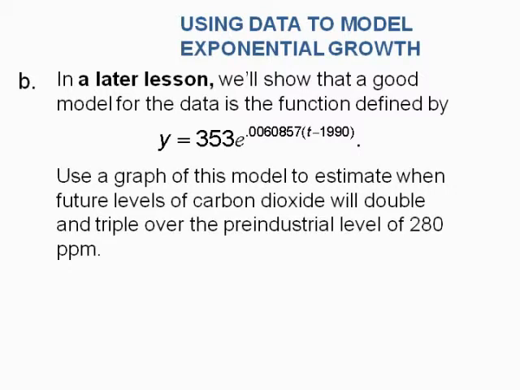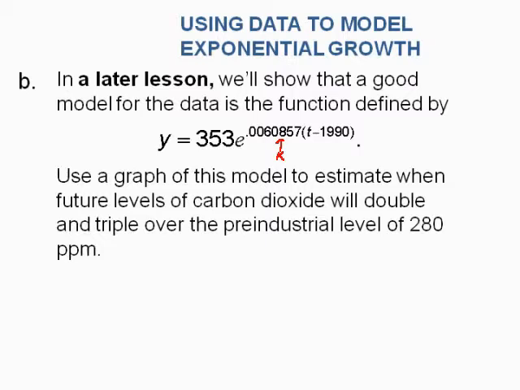In a later lesson, we're going to show that this is a good model for this data we've been looking at. It says to use the graph of this model to estimate future levels of carbon dioxide that will double and triple the pre-industrial level of 280 parts per million. Now look at that e exponent there. That's kind of scary. Here's the k number. Notice it's positive.